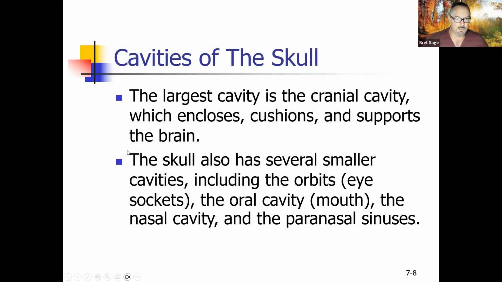All right, cavities of the skull. The largest cavity is the cranial cavity, which has the brain. Smaller cavities include the eye sockets, the mouth, which is a virtual cavity because you have to have another bone there, the nasal cavities, which are up inside your nose, and the paranasal sinuses, which are up here in our forehead and cheeks.